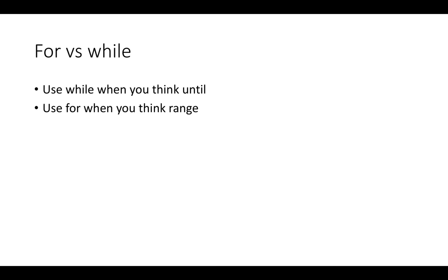For versus while. We want to use a while loop when you think of until. A menu is a great place to use a while loop because we're going to keep doing something until a certain condition happens. The same case exists for a for loop, but we're building on that. We specifically want to use for loops when we're thinking range, when we're going over a set of numbers, or when we want to do an operation each time we go through the loop.